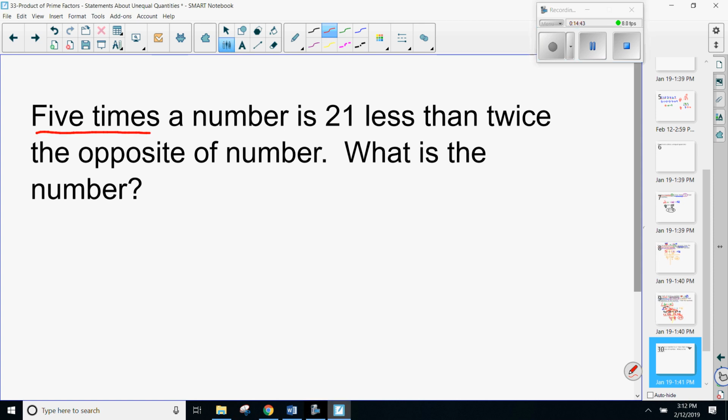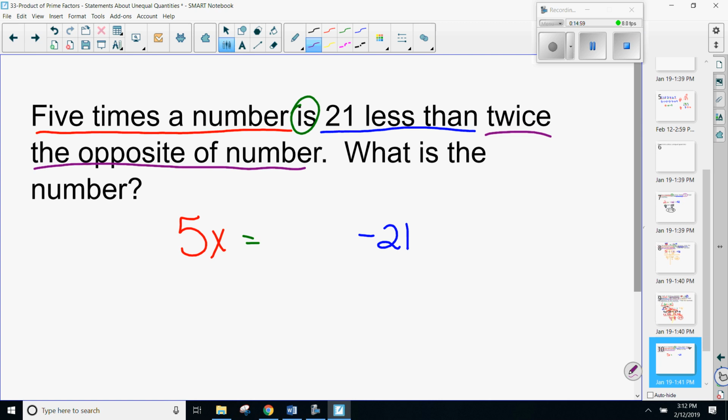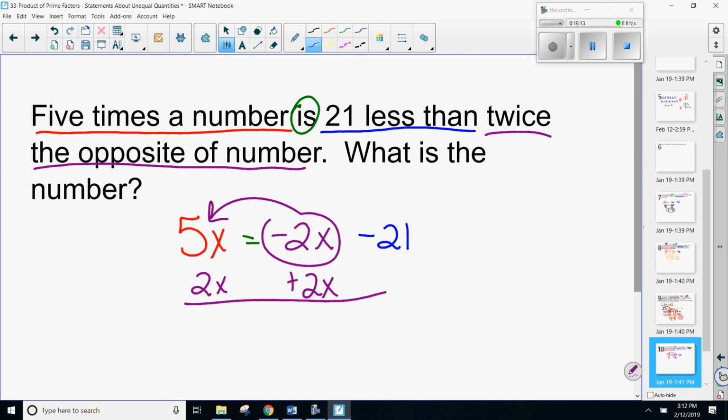As you set it up, 5 times the number, 5x, equals 21 less than. You save some space and put negative 21. Twice the opposite of the number. So it becomes negative 2x. To solve, add 2x to give you 7x is equal to negative 21. So if you divide by 7, x is equal to negative 3.